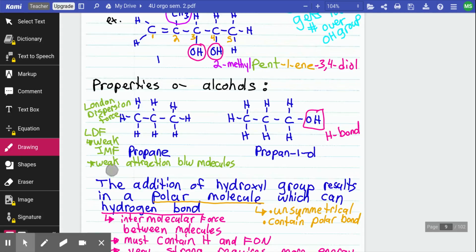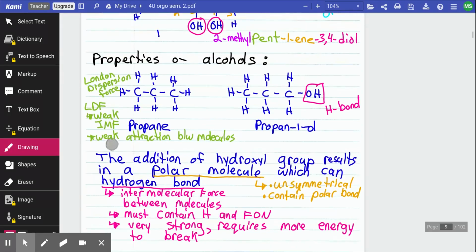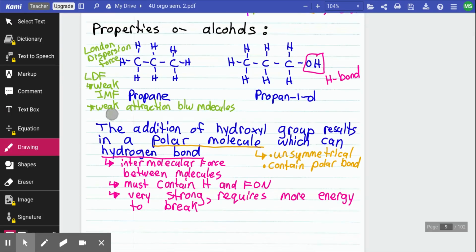Now, the other thing that is really important here is that because of this polarity, this hydroxyl group is capable of hydrogen bonding. Okay, so I'm just going to scroll up so we can see this. Remember that a hydrogen bond is the really strong intermolecular force between molecules. Okay, it's the strongest one. The criteria for a hydrogen bond is that it has to have a hydrogen and a fluorine, oxygen, or nitrogen. So this propanol up here can hydrogen bond, whereas the propane cannot hydrogen bond.